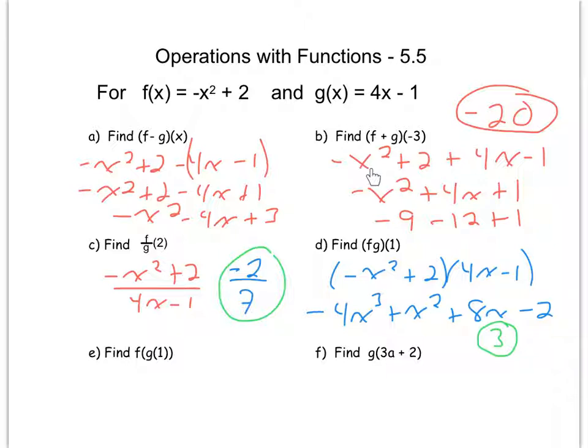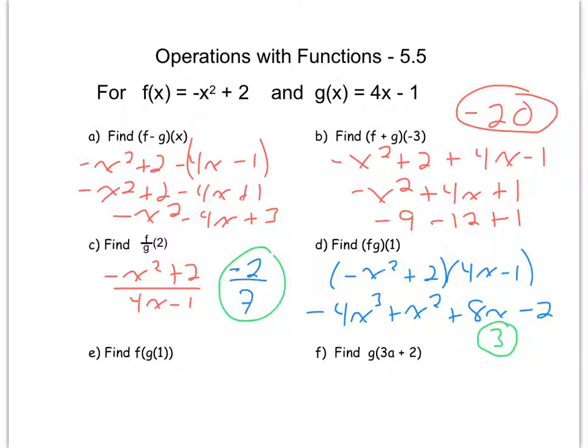F plus g of negative 3. I did f plus g. So negative x squared plus 2 plus 4x minus 1 is negative x squared plus 4x plus 1. I'm now going to take negative 3 and plug that in, and I get negative of negative 3 squared, which is negative 9, minus 12 plus 4 times negative 3 plus 1. Negative 9 minus 12 is negative 21 plus 1 is negative 20.